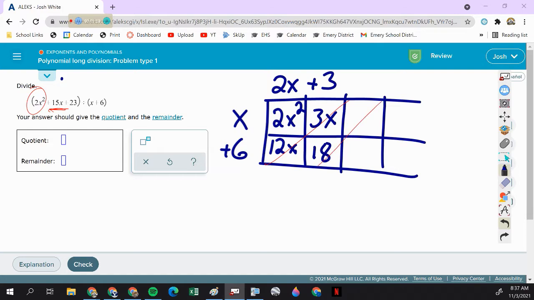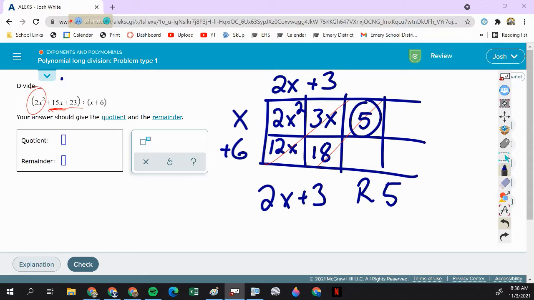18 and that number will need to add up to be 23. I need an additional 5. What happens when I pull an x out of 5? I can't. So that's my remainder. So 2x plus 3, remainder 5.